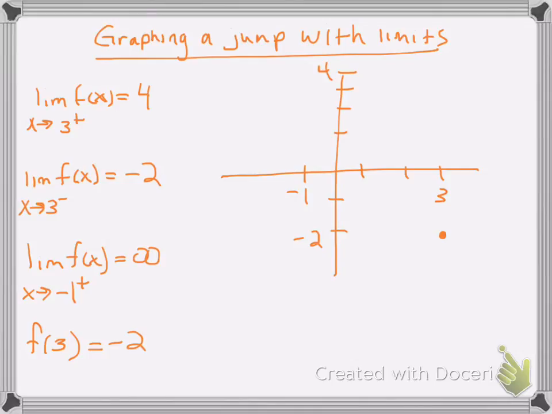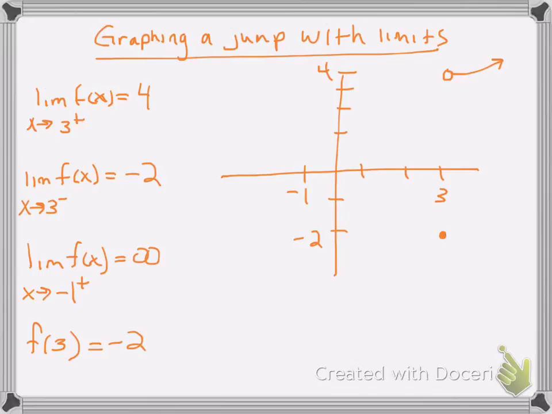All right, so I plotted my first point, 3, -2. That has to be on my picture. Next couple pieces of information that we're going to have to put up there. I need to put that other hole, because as I approach 3 from the right-hand side, I have to be approaching 4. So I'm going to put the hole up there because it's got the same x value as that other point, 3, -2.